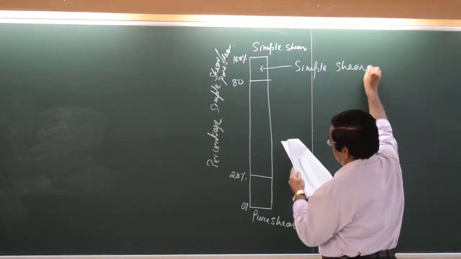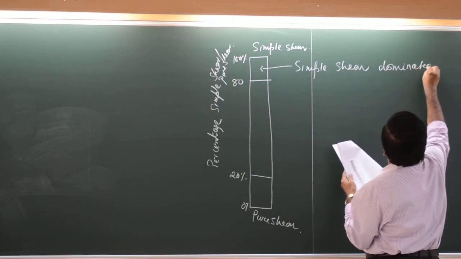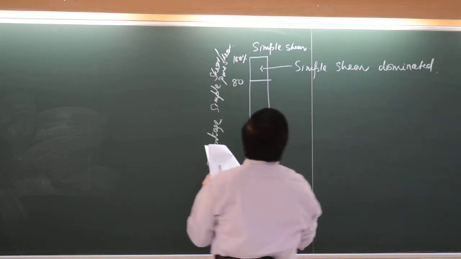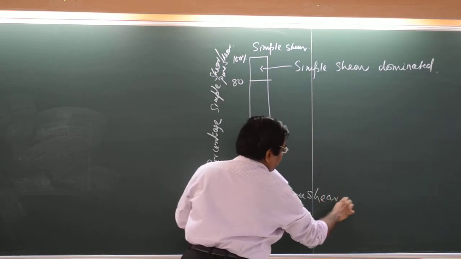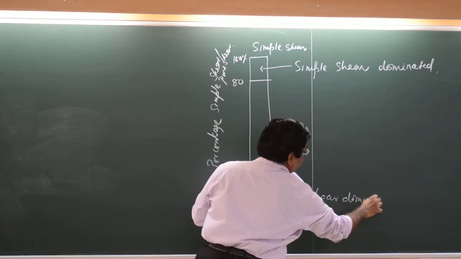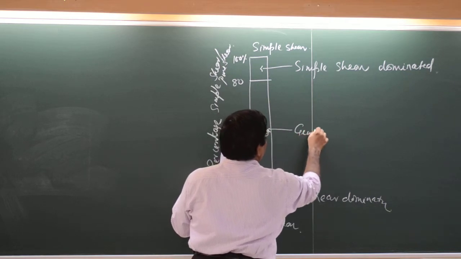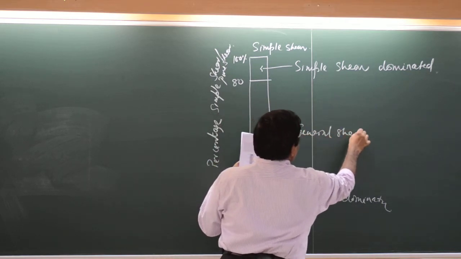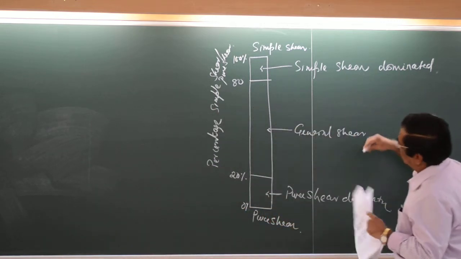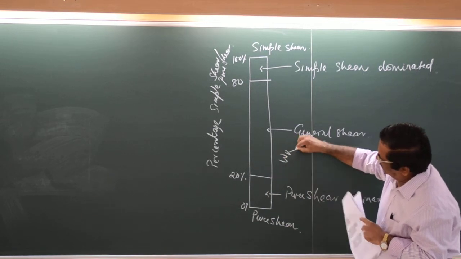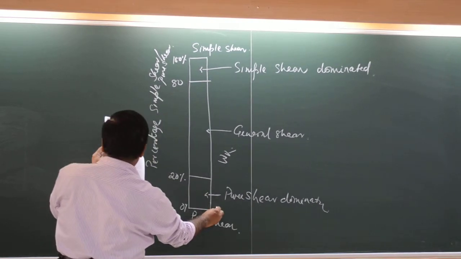I will explain this diagram, but first the terms. Simple shear dominated. Are you able to read that? Pure shear dominated. So this part will be general shear. This side scale is the kinematic vorticity number, Wk. Start from 0.